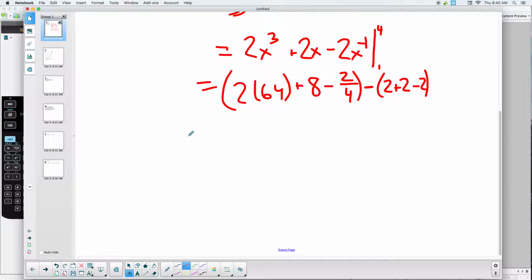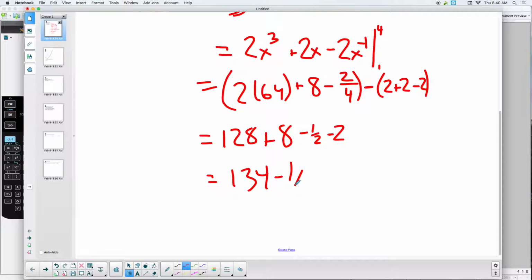All right, clean that up a little bit. Remember, this is no calculator. You could technically leave it like that and get full credit. But I'm going to take it further. 2 times 64 is 128. Plus 8 minus 1/2. Minus, and then 2 plus 2 is 4 minus 2 is 2. 128 plus 8 is 136, minus 2 is 134, minus 1/2 is 133.5.